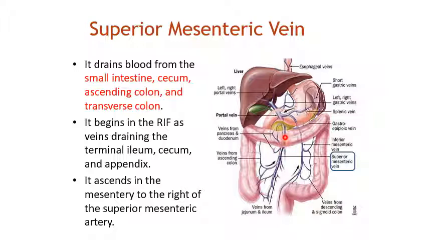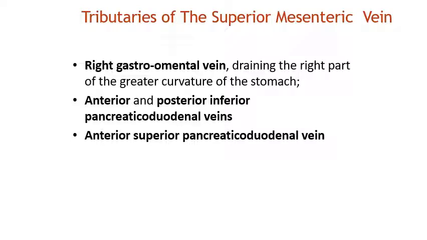And finally it ascends upwards and then joins the splenic vein behind the neck of the pancreas to form the portal vein. The tributaries of the superior mesenteric vein are the right gastroomental vein, which drains most of the greater curvature of the stomach, then the anterior and posterior inferior pancreaticoduodenal veins and the anterior superior pancreaticoduodenal vein.